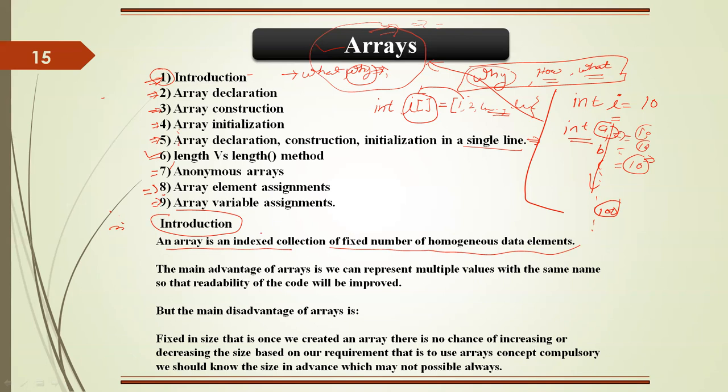क्या मतलब है? Index based. ठीक है, जैसे ये एरे हो गया, एरे इंडेक्स बेस्ड है. 0, 1, 2, 3 ये इंडेक्सेस हैं, और यहाँ आप वैल्यू इनिशियलाइज कर सकते हैं, जैसे 10, 20, 30, 40. फिक्स्ड नंबर ऑफ होमोजीनियस. होमोजीनियस मतलब सेम टाइप के.